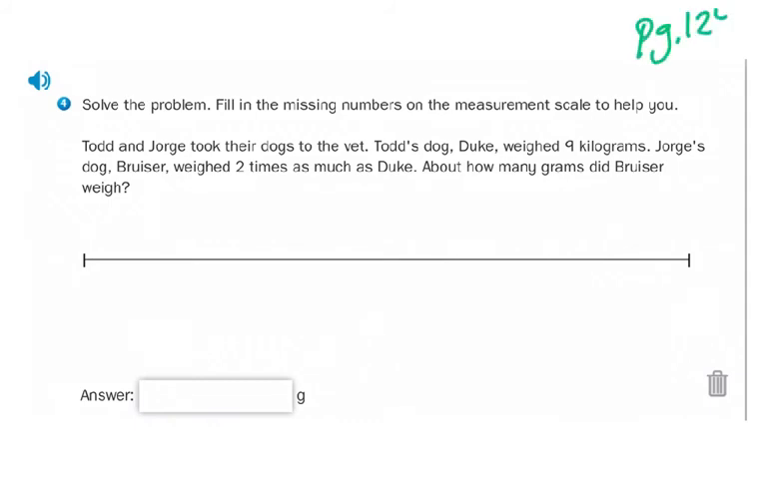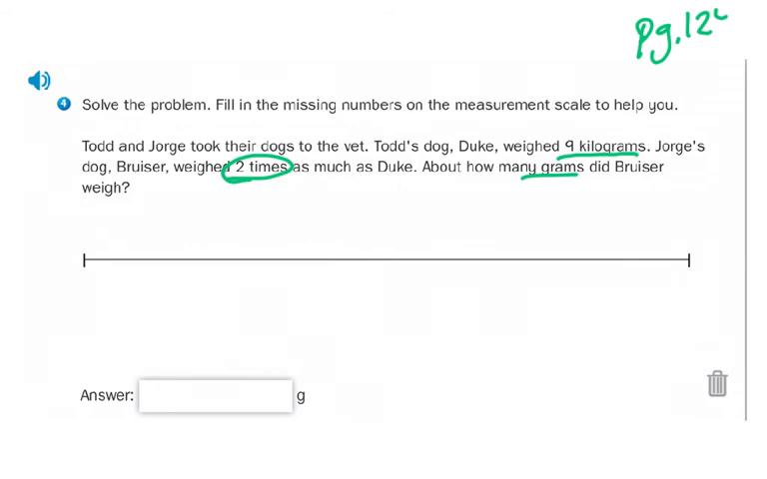Moving on to number 4 at the bottom of page 124. It says, solve the problem, fill in the missing numbers on the measurement scale to help you. Okay, we have that scale right up above, so we don't need to redraw it. But it says Todd and George took their dogs to the vet. Todd's dog, Duke, weighed 9 kilograms. George's dog, Bruiser, weighed 2 times as much as Duke's. How many grams did Bruiser weigh?